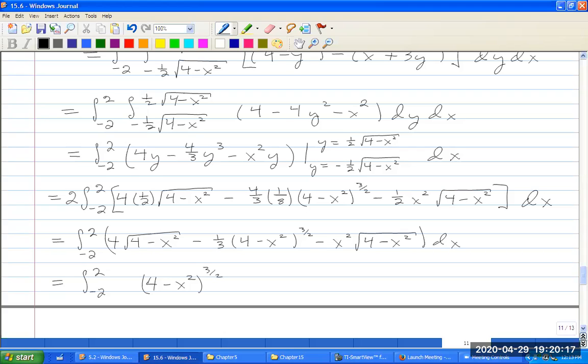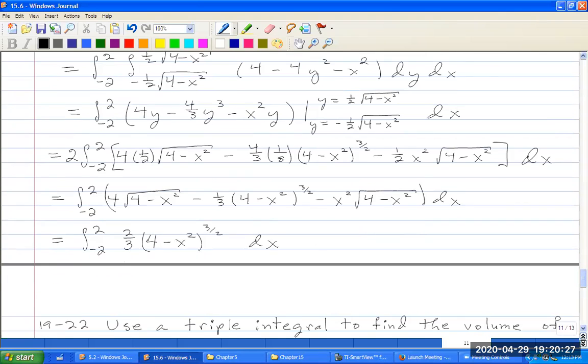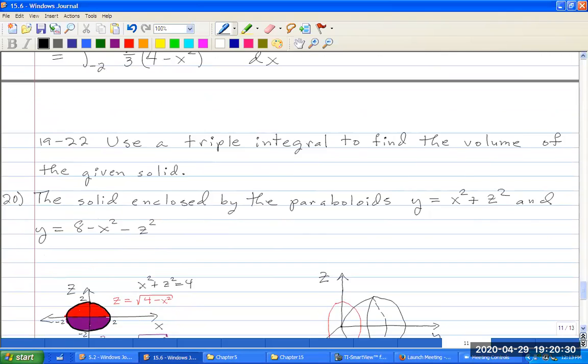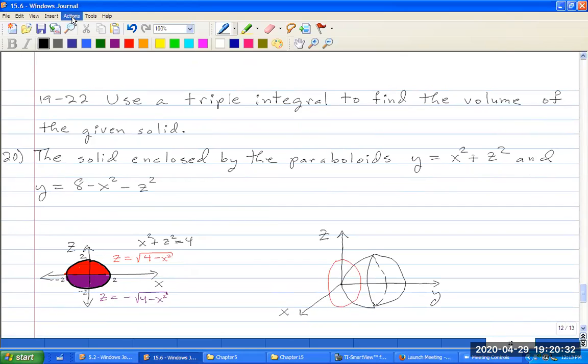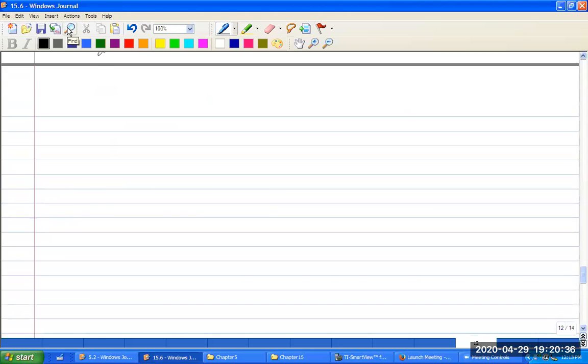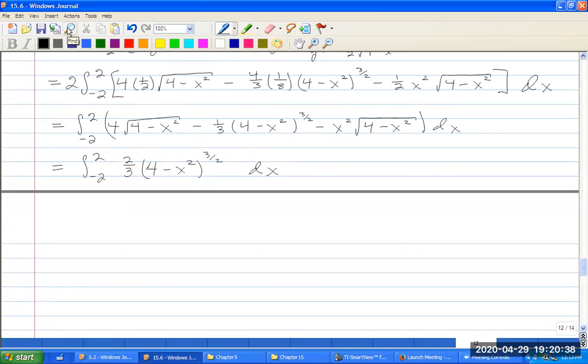minus 2/3 of them, minus 1/3 of them gives me 2/3 of this. Okay, so let's integrate this. And let me actually give you a little bit of terminology. Okay, so let me try to integrate this.